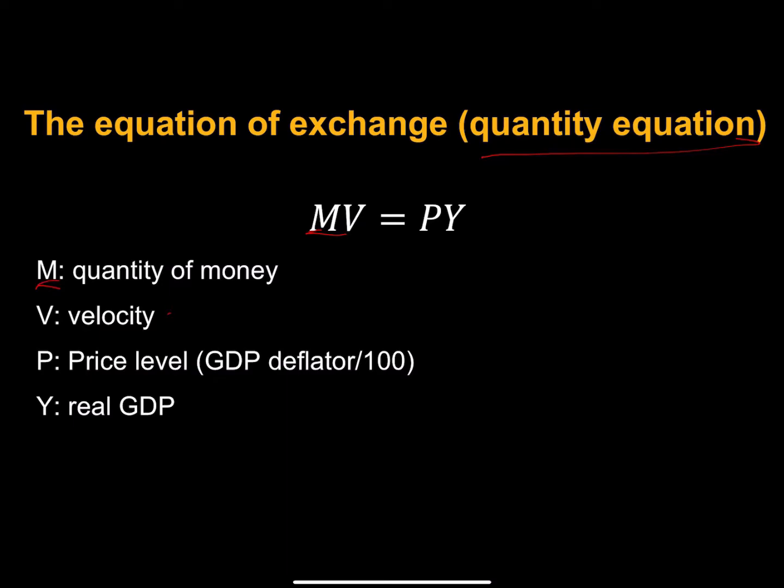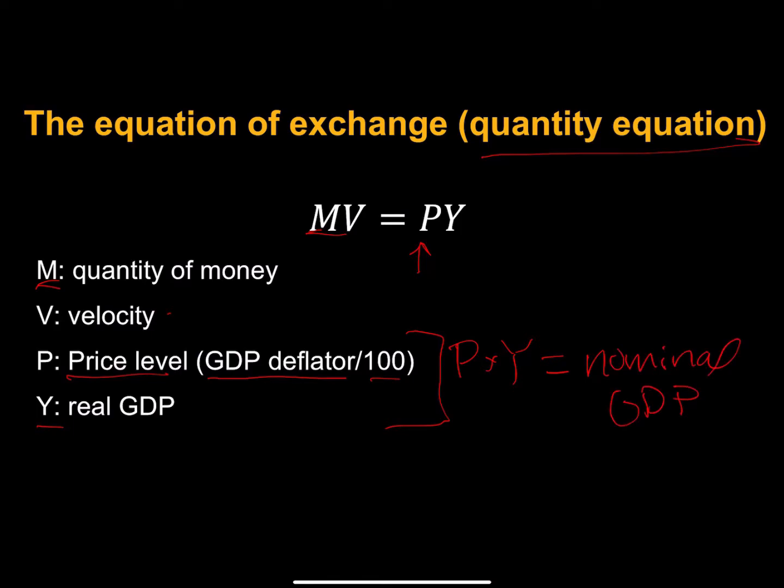Let's skip velocity and move on to this part of the equation right here. P stands for price level. We are going to measure the price level as the real GDP deflator divided by 100. And Y stands for real GDP. Now let's take P times Y, and what we end up with is nominal GDP. And nominal GDP is equivalent to all expenditures in the economy.